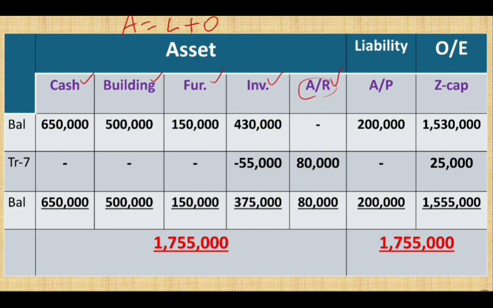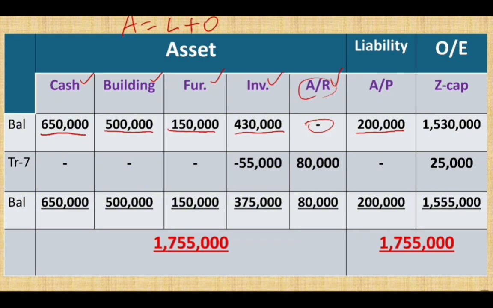Here we have another asset, which is account receivable. So we have cash, building, furniture, inventory, and finally on transaction 7 we have account receivable. That is the money that we are going to receive in the future based on the agreement with the customer. The balance of cash was 650,000 from the previous slide, and the balance of the building after transaction 6 was 500,000. The furniture is 150,000. Inventory was 430,000, and there was no account receivable on transaction 6, so it is 0.